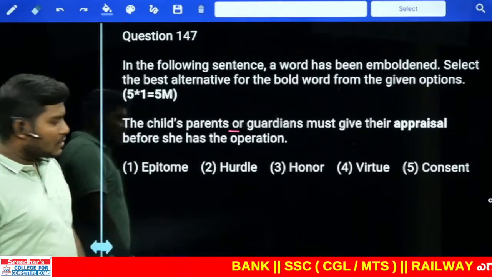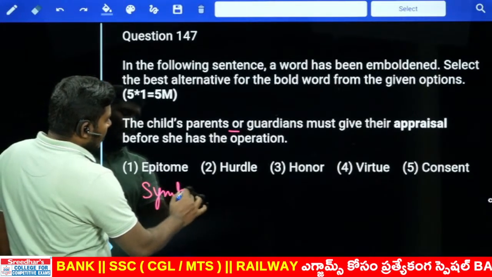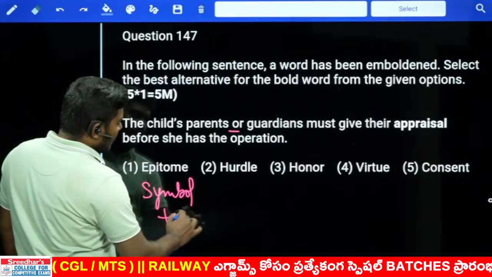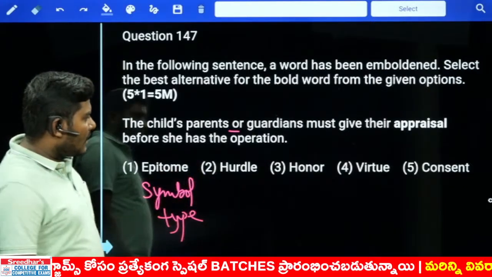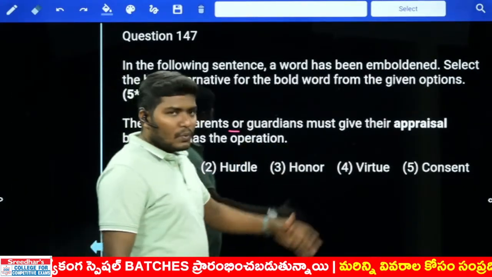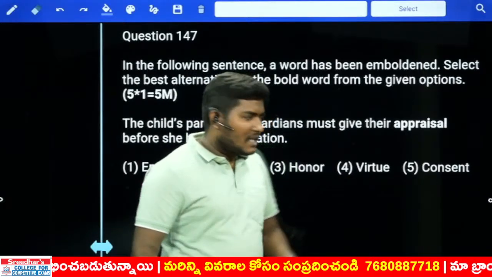Now look at the words. First word. What's the first word? Epitome. Epitome is nothing but a symbol or type. Next, hurdle is a barrier. We know that. Honor is to respect. Virtue is a good quality. Consent is agreement. Have you got the answer now? What is the answer? Consent.